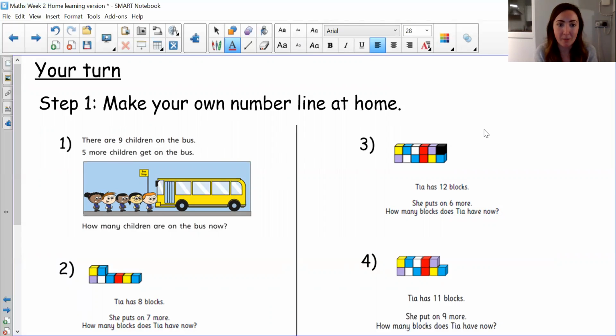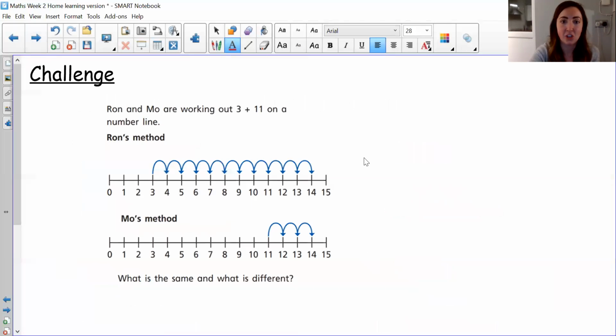And then when you have completed those questions, there is a challenge. Okay? And your challenge says, Ron and Mo are working out 3 add 11 on a number line. This is Ron's method and this is Mo's method. What is the same about their methods and what is different?